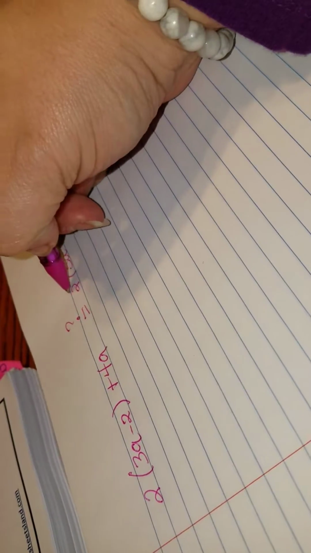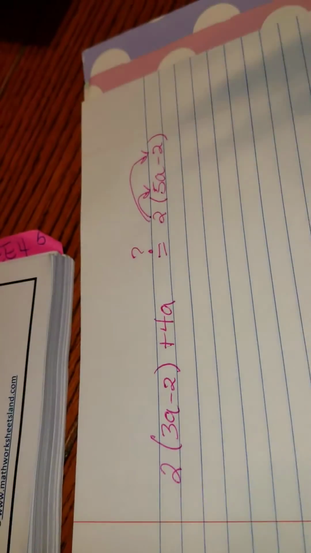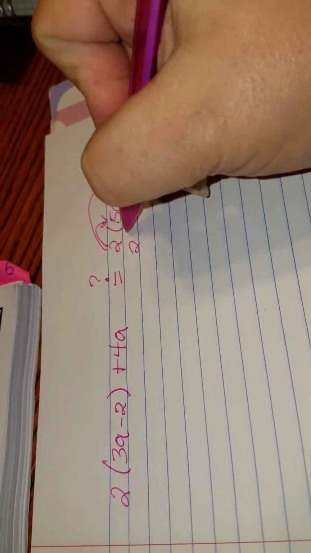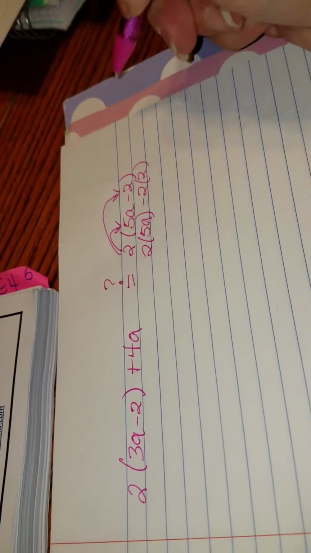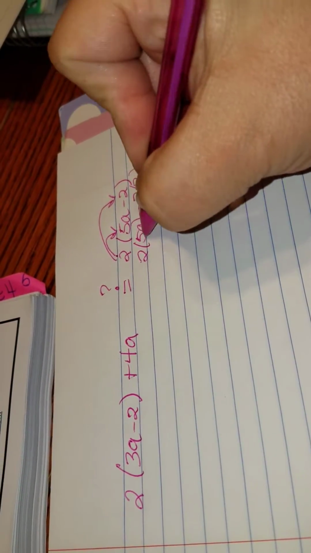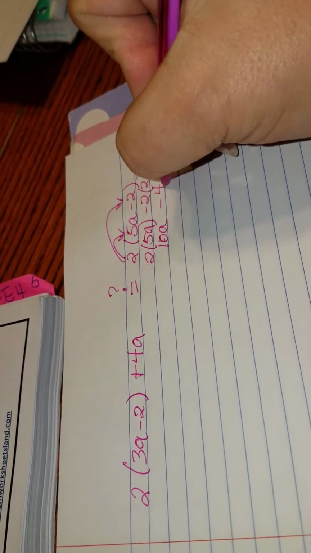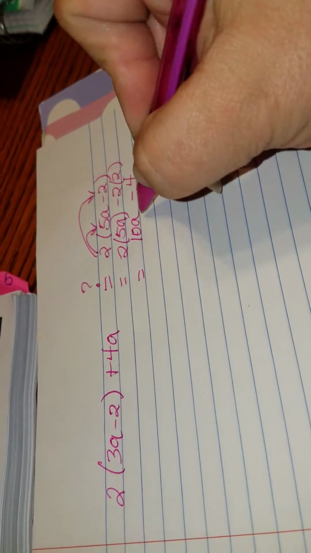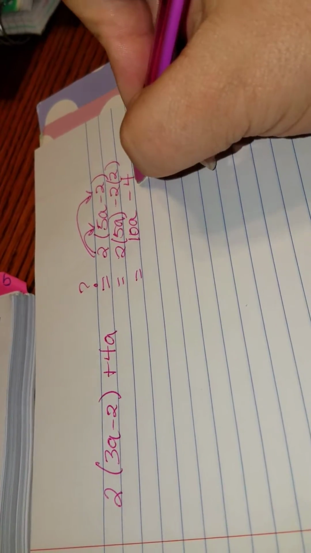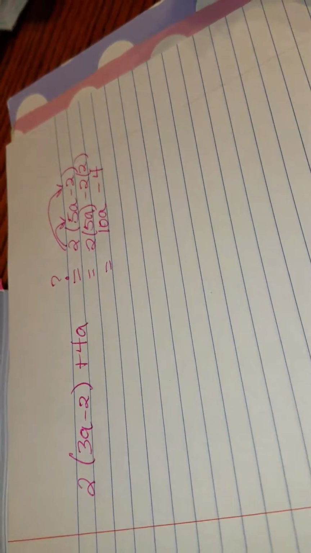I'm going to start on this side because it looks like I have less to do. So when I use the distributive property here, I'm going to have 2 times 5a minus 2 times 2. This is going to give me 2 times 5, which is 10a minus 4. Now, just like before, we said that these were apples and these were numbers, and I cannot combine them. So this side is simplified the best that it can be.